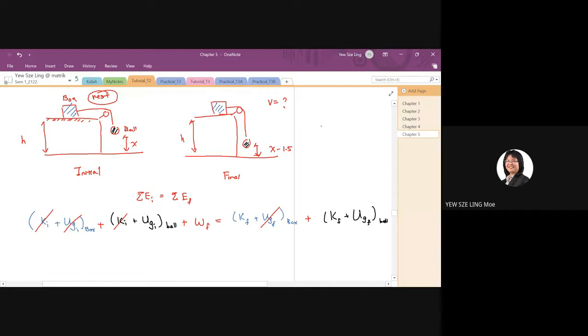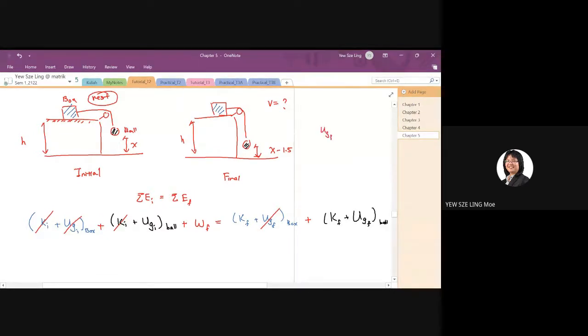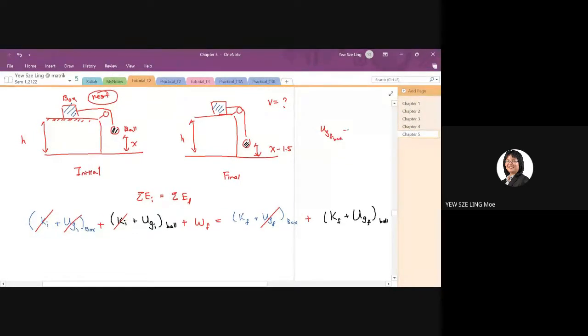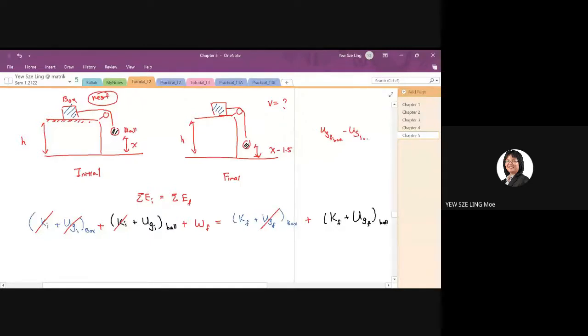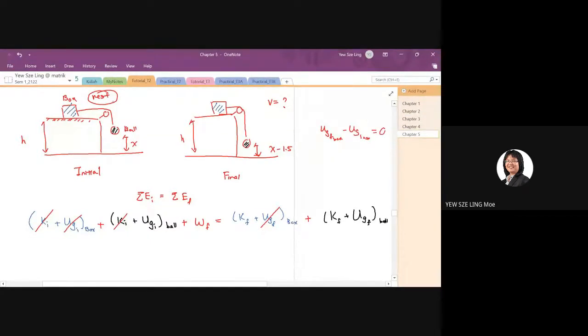So basically what happened is UG final for the box minus UG initial of the box is equal to 0. Why? Because they start from h and then they end at h, same height. That's why straight away I cross it out, because there's no change in height, so I assume no potential energy. So let's see the remaining terms.